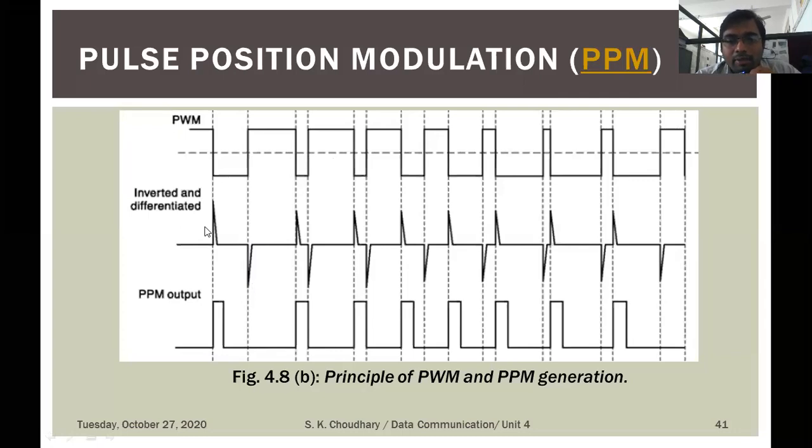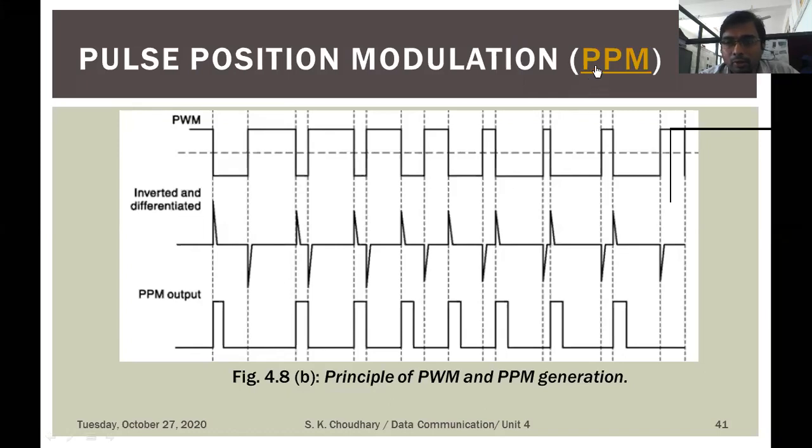When these spikes are differentiated, the differentiator output is fed to the fixed width positive edge pulse generator, and then we get fixed width pulses, and only the positive pulses.